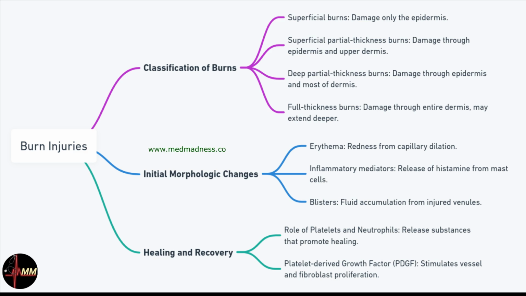Burn wounds are primarily classified based on the depth of tissue damage. Superficial burns damage only the epidermis. Superficial partial thickness burns affect both the epidermis and the upper layers of the dermis. Deep partial thickness burns extend through the epidermis and most of the dermis. Full thickness burns penetrate through the entire dermis and can reach the fat, muscle, or even bone.